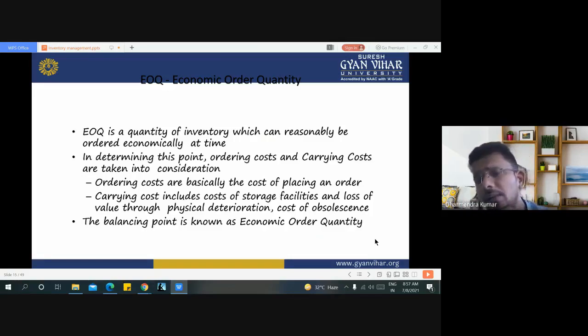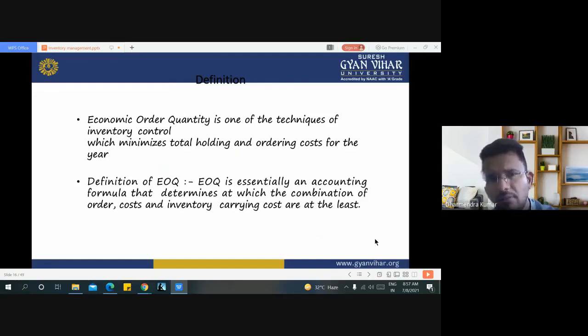Economic order quantity represents the appropriate amount of raw material which we are going to use in the near future. We keep only that amount of raw material for upcoming production, neither less than the economic order quantity, meaning less stock, nor overstocked raw material. This is the definition of economic order quantity.